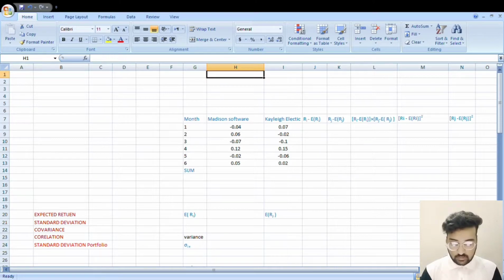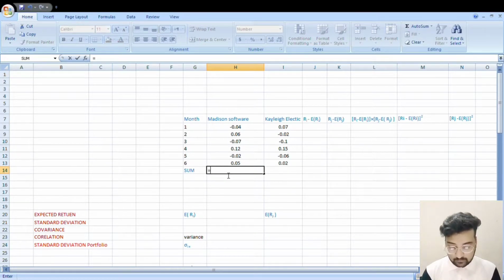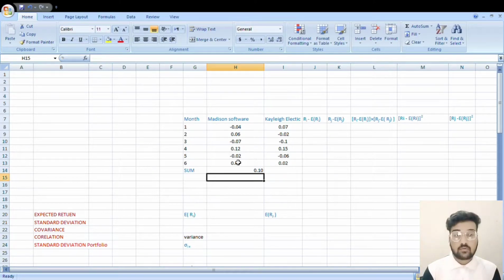As you see on the screen, we have the returns of different companies. The first company is a Medicine Software Company, and the second one is Scaling Electric Software Company. First of all, we find the sum of the returns of each company. To do this, type equal sign and SUM, select all the returns of the Medicine Software Company and press enter. So we get the sum for the Medicine Software Company.